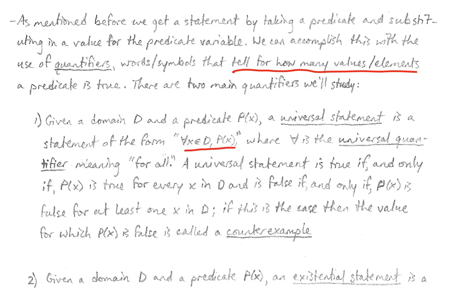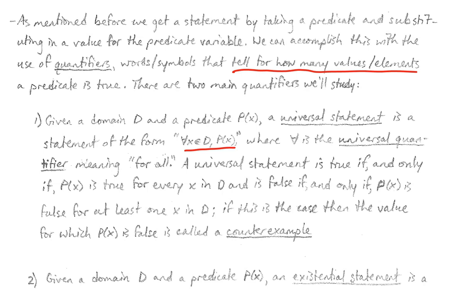A universal statement is false if and only if capital P of x is false for at least one x value in this domain. So I can find some x value in my domain such that I plug it into my predicate, capital P of x, and the statement that I get is false. If this is the case, then the universal statement is false.